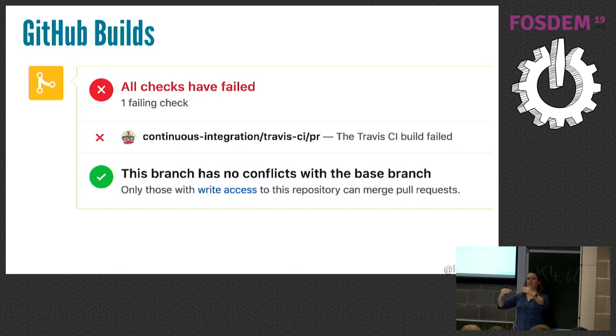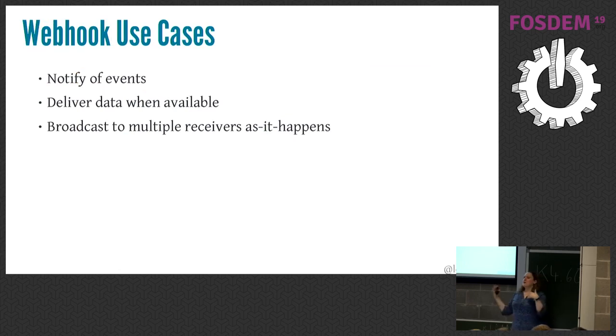You push your code to GitHub, GitHub sends a webhook to Travis. Travis chunters away, puts it in the queue, eventually processes the build, and sends the result back to GitHub by another webhook, saying, hey, that pull request you sent me, it was rubbish. Here is the status, here is a link to the log, and so on. So those payloads are all webhooks. We work with this stuff all the time. We use them to notify one system of an event in another system. We use them to ship data, because data is available.